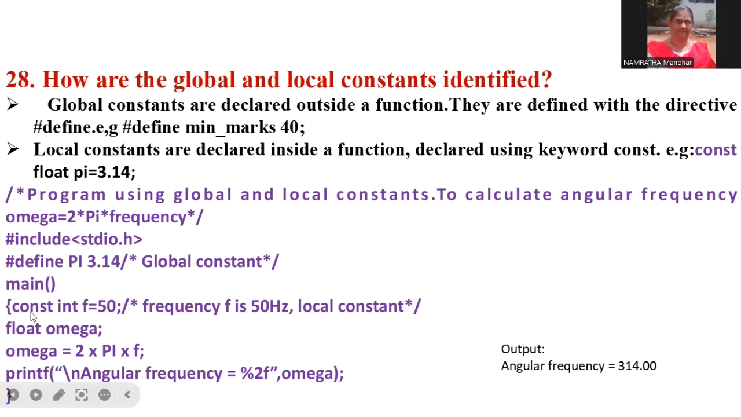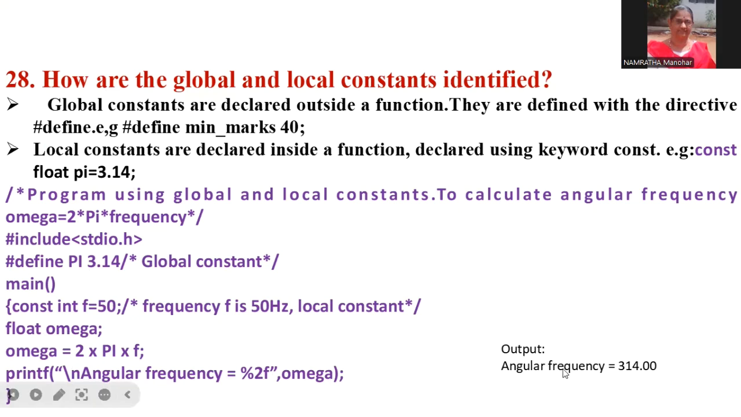This is a global constant. Main, this is local constant. Const f is equal to 50. Frequency I'm taking as 50. So I'm declaring it as a constant as 50. So this is a frequency f, 50 Hertz, local constant. So float omega. Omega is equal to 2 pi f. So here I have pi and the frequency f. So printf angular frequency is equal to %0.2f omega. That is, I want 2 decimal places.